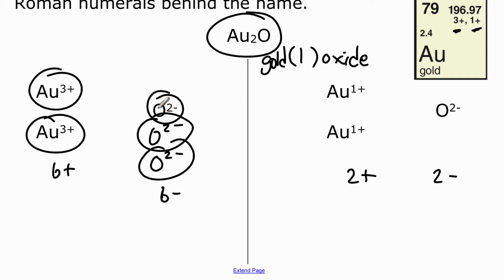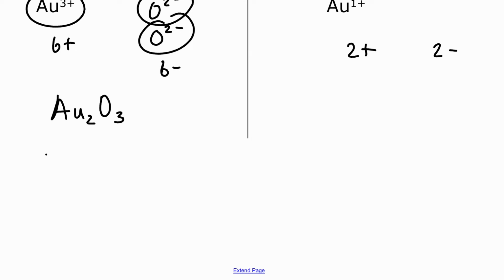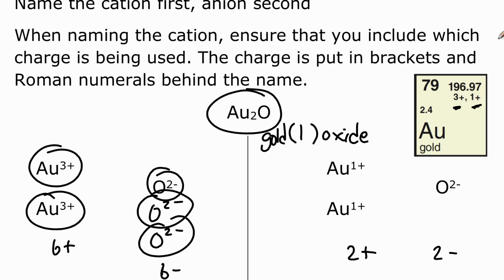I'd need 2 gold 3 plus and 3 oxide ions. So the formula for that would be Au2O3, because you need 2 of them and 3 oxygens. So this formula here would be the right one for gold, and it's playing as a 3 plus ion, so gold(III) oxide. Now, as you'll notice, you can't just look at the name unless you've done it lots and be able to tell which charge it's using.